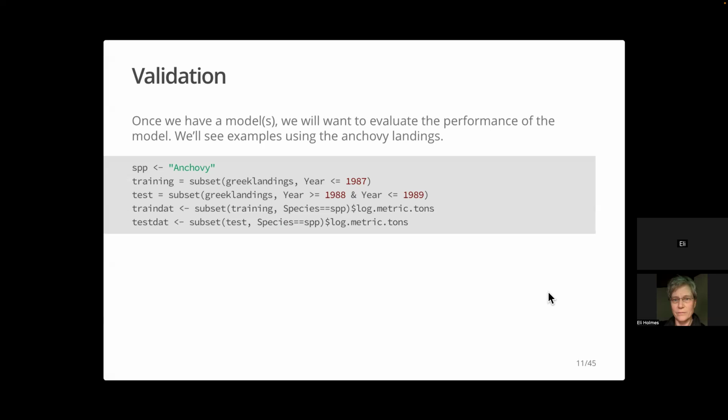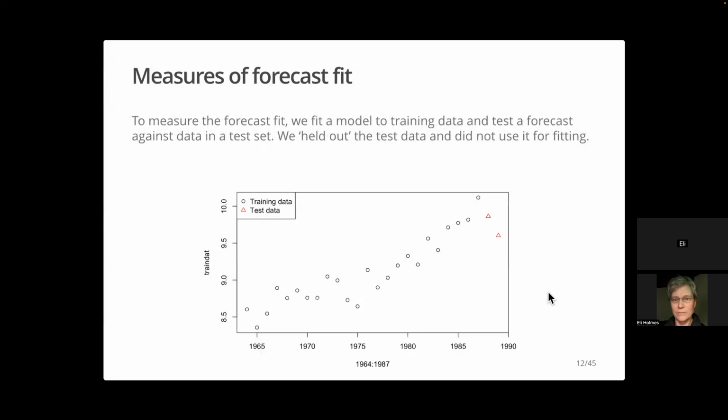So it's not a lot of testing data, but the time series is not super long, so I'm a little limited. So I'm just going to test it on 2 years. Now I'm going to take the data. I've subsetted those landings by year, picked the species, which I said is anchovy, and taken the log metric tons. So now I have a vector of values. This is that training data. I'm going to train on all the circles, and test against the triangles. Key point, we need to hold that test data out and not look at it for fitting.